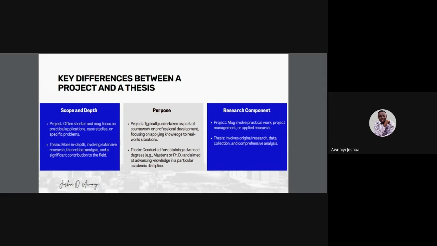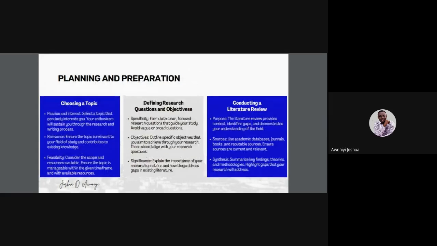I think I've already talked about this when I started this presentation. The second difference is purpose, and the third one is research component. When we get the presentation, we can just read through. Now this is where I want to spend some time to explain.